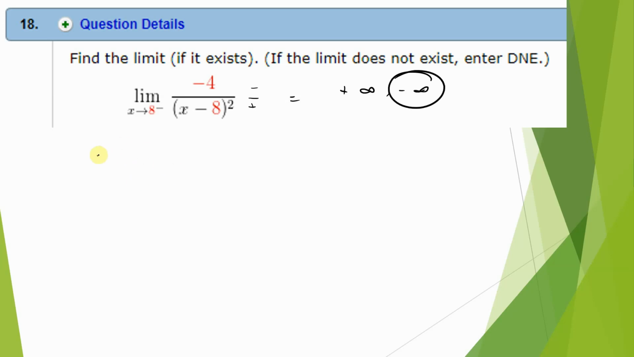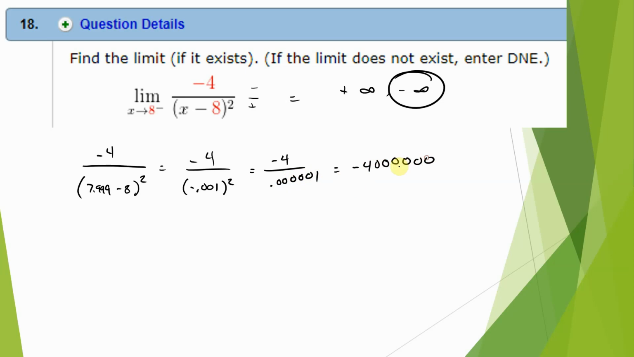So, if you want to show me that work, negative 4 over 7.999 minus 8 squared. Negative 4 divided by negative 0.001 squared. Negative 4 over 0.000001. So negative 4 divided by that gives us negative 4 million. It's approaching negative infinity, right? And if you did an even smaller number, you'd see that that number gets even bigger. So you can see that it is approaching negative infinity.